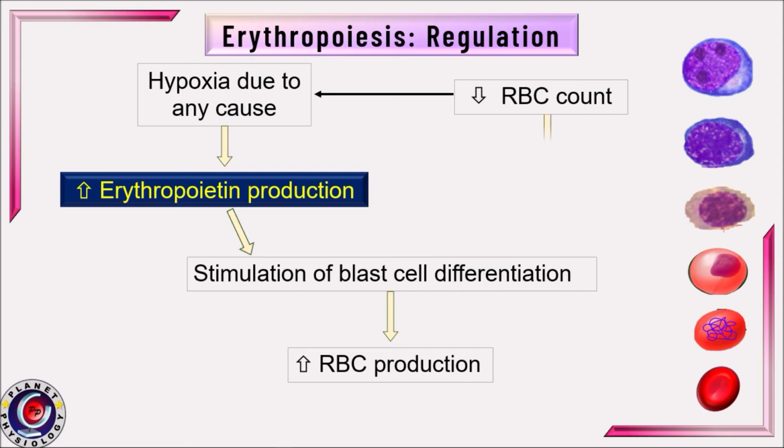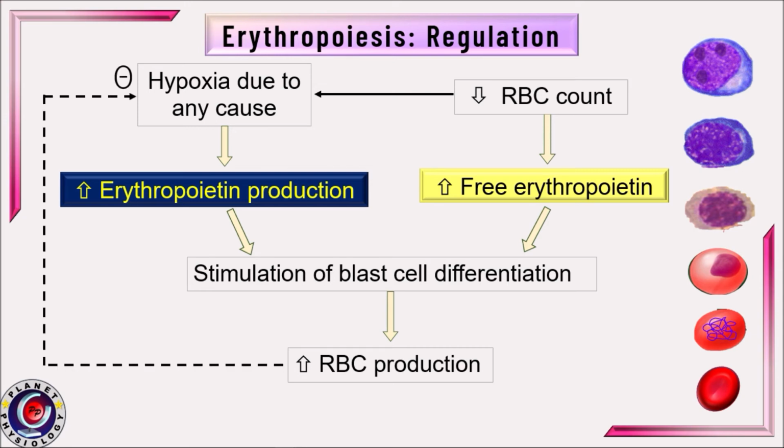Erythropoietin is circulated in free form, and it is also combined to RBCs themselves. Whenever there is decreased RBC count, the free form of erythropoietin will be raised, and as a result again this will stimulate the precursor cells. So increased production as well as increase in the free erythropoietin in the circulation, both are responsible for increase in RBC count. Once RBC production is increased, hypoxia will be relieved and erythropoietin concentration in the circulation will be reduced.